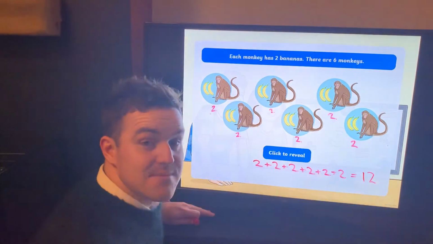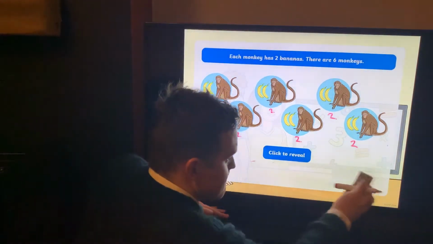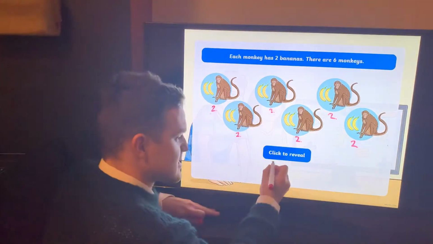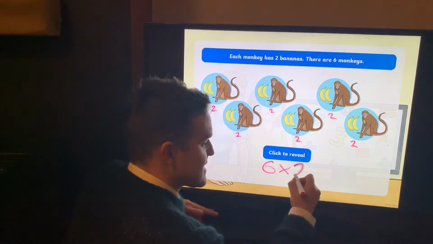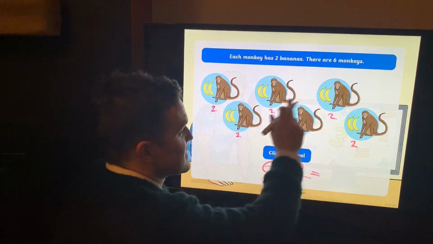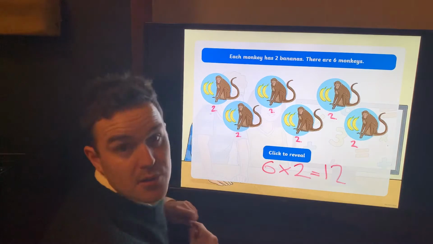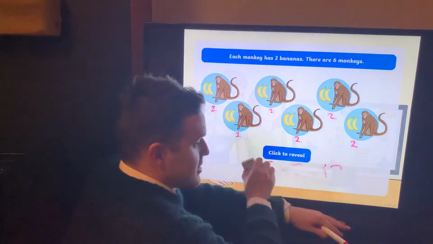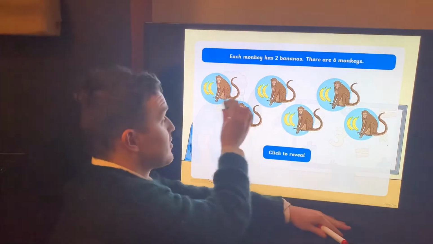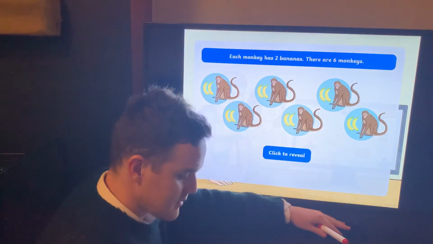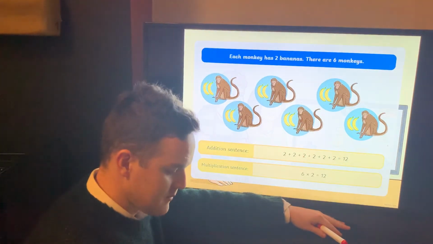Or, as a multiplication, I'm going to rub this one out. 6 times, because I've got 6 monkeys, which is 6 groups of 2, 6 sets of 2 equals 2, 4, 6, 8, 10, 12. The exact same number. Okay? Because adding the same number repeatedly over and over again is the same as multiplying, okay? And they've got the exact same thing as we did. Okay, next one.